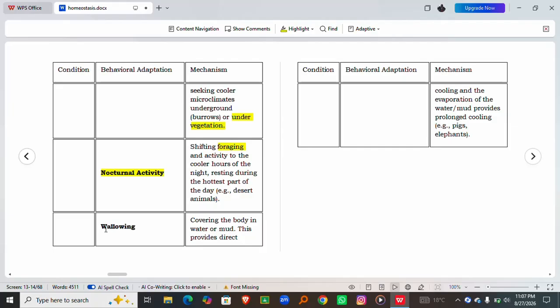Then there is also what we call wallowing. Organisms try to cover themselves with mud. This one can even happen with hippopotamus, it can happen with pigs, it can happen with elephants. All these organisms, for them, they cover themselves with mud when it is too hot, such that now the mud can help them in cooling. So those are some of the behavioral mechanisms that help organisms to lose heat.